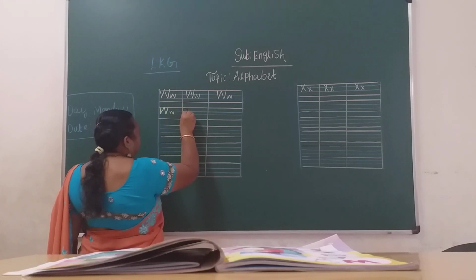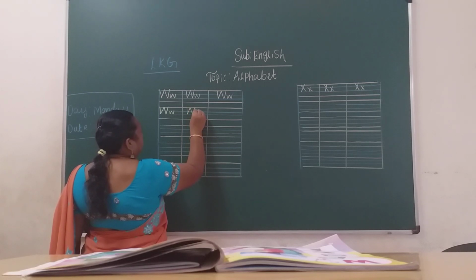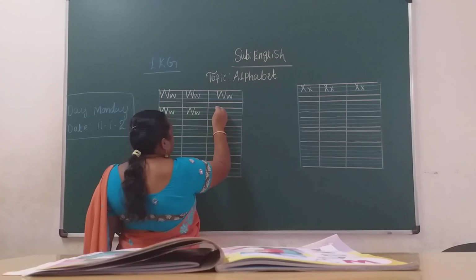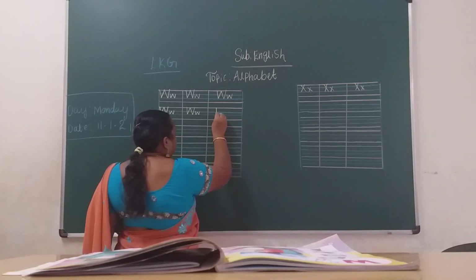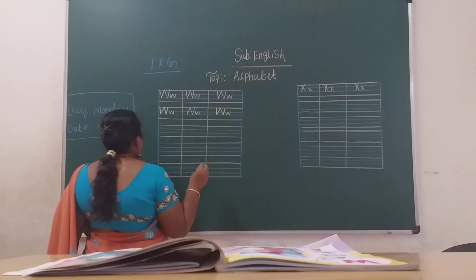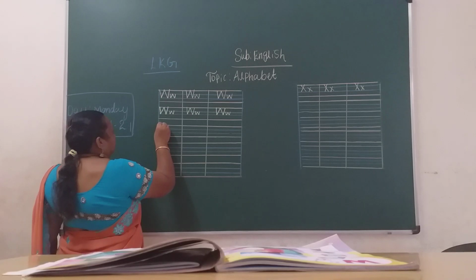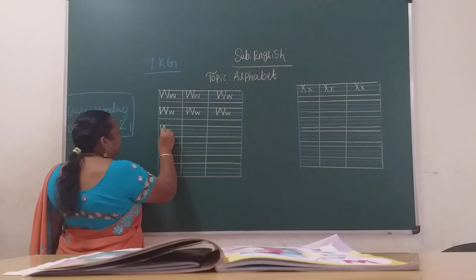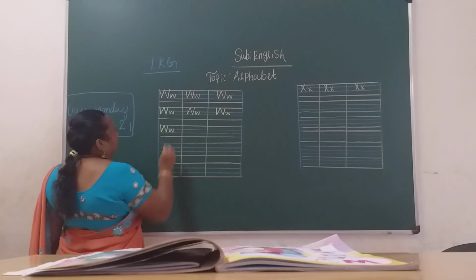See, red line to blue line, come, go up, again come down, again go up. W. What, children? W. Red line to blue line, go up, come down, go up. W. What, children? W. W for watch. Red line to blue line, touch, children. W for watch. W for woman.